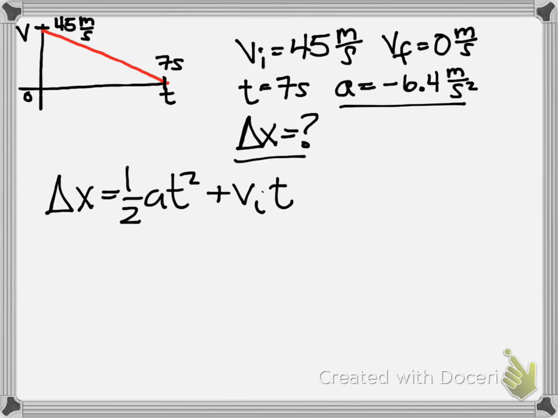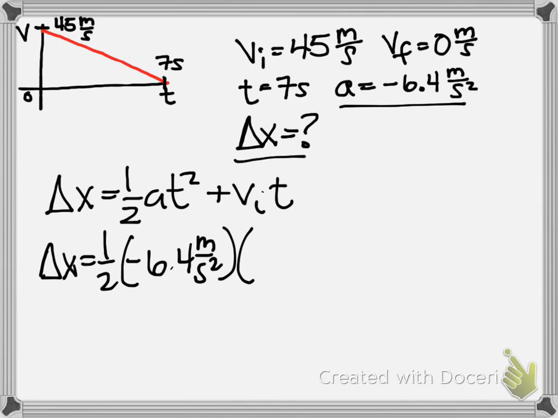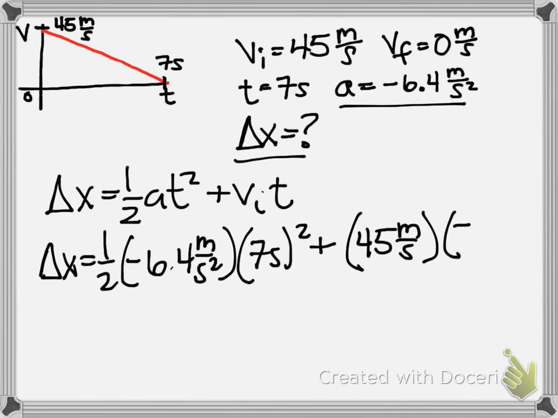So now I can start plugging values in, and what we'll get is delta x equals 1/2 times negative 6.4 meters per second squared times t, 7 seconds, squared. It's important that that squared is outside of the parentheses, plus v initial, 45 meters per second, times t, 7 seconds.